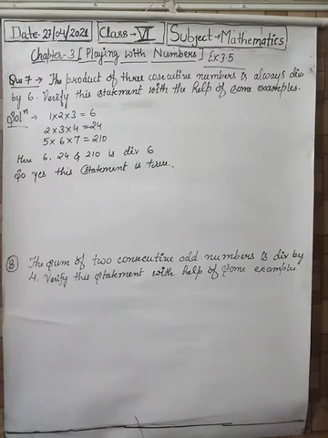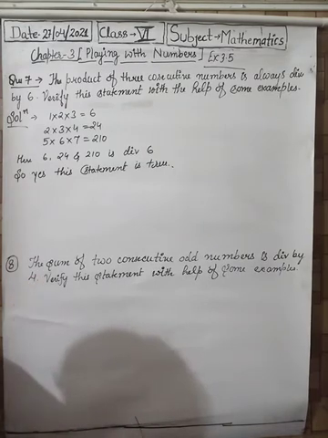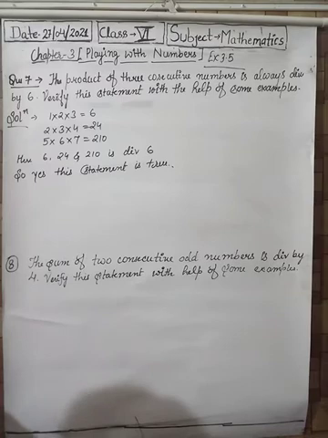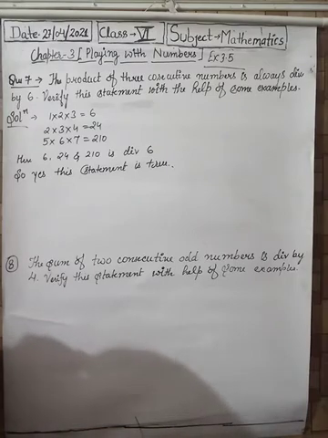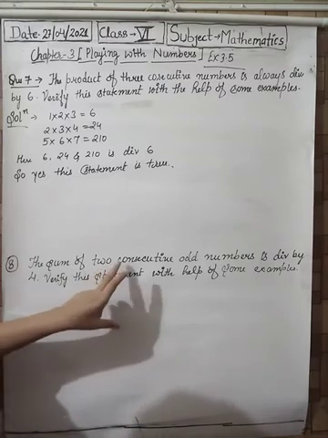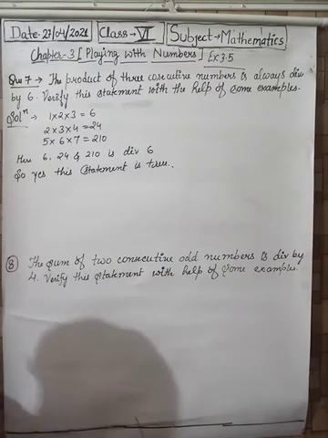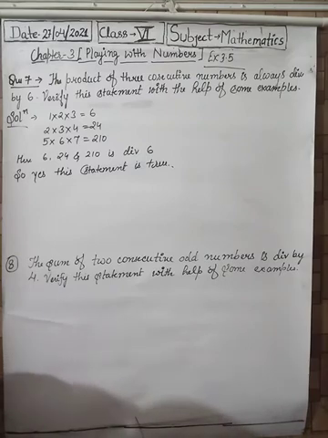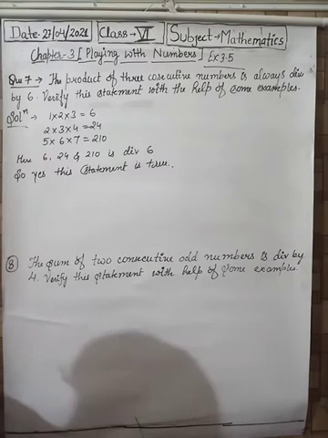Next, question number 8. The sum of two consecutive odd numbers is divisible by 4. Verify this statement with the help of some examples. So let's take the example, here again we need to take two consecutive odd numbers. Odd numbers are the numbers which are not exactly divisible by 2. So let's take examples of consecutive odd numbers.